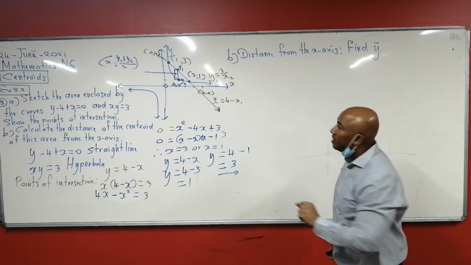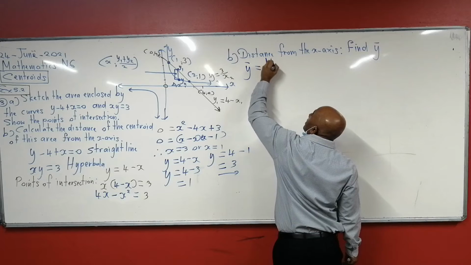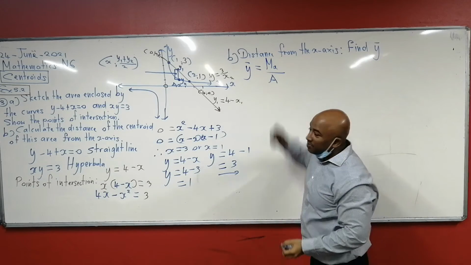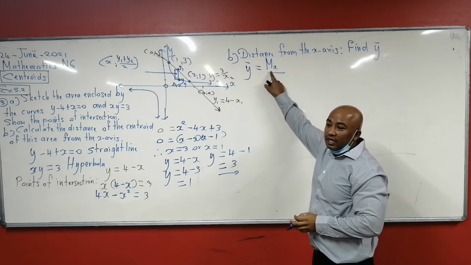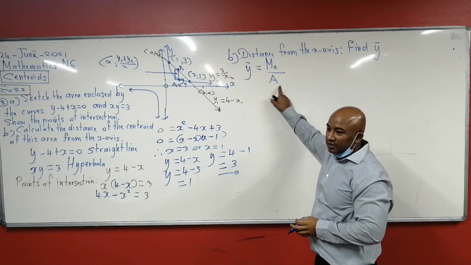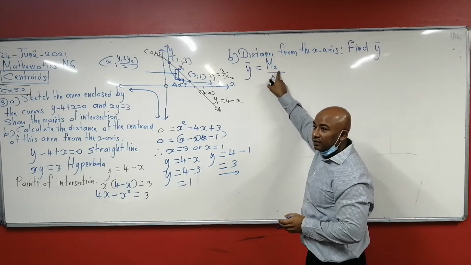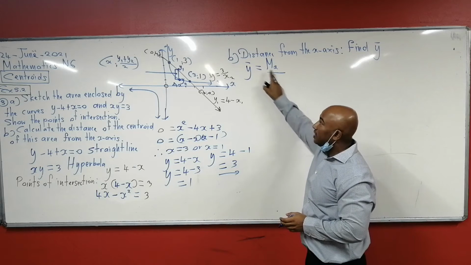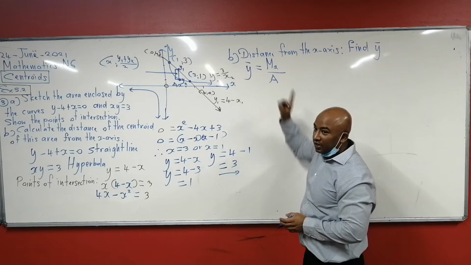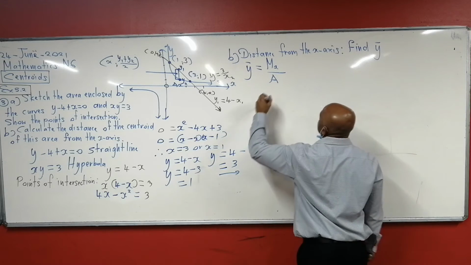So what is the formula for y? y is equal to Mx over A. So what does this mean? Moments about the x-axis. A stands for area. So remember, if you're finding y, it will be Mx. If you're finding x, it will be My. So that's how you remember. Now let's find the area first.